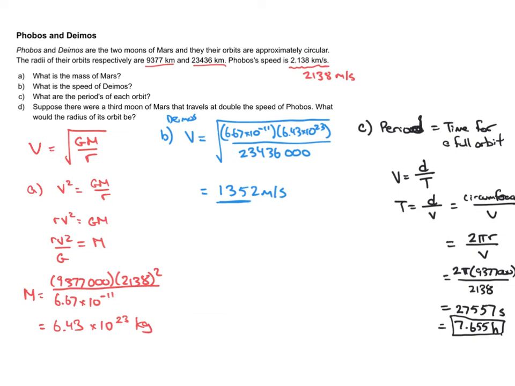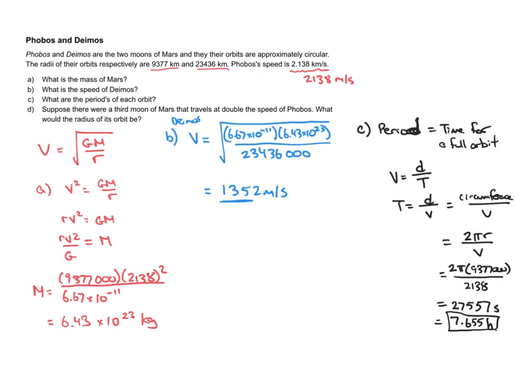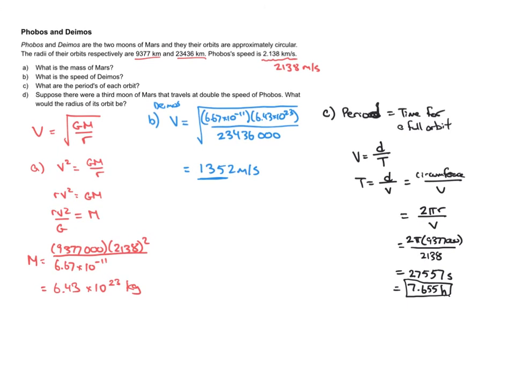All right, part D. Suppose there was a third moon of Mars. There isn't, but suppose there was a third moon of Mars that travels at double the speed of Phobos. What would the radius of its orbit be? I'm going to do this in a different approach here. Just going to recopy down the formula for orbits.